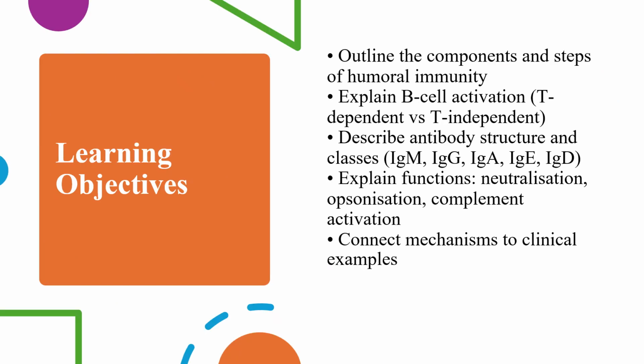Our learning objectives. First, we'll outline the components and sequential steps of humoral immunity. Next, we'll explore B cell activation and compare T-dependent and T-independent pathways. These are two different instructional modes for B cells, one guided by T cell help and one in which specific antigens can activate B cells directly.